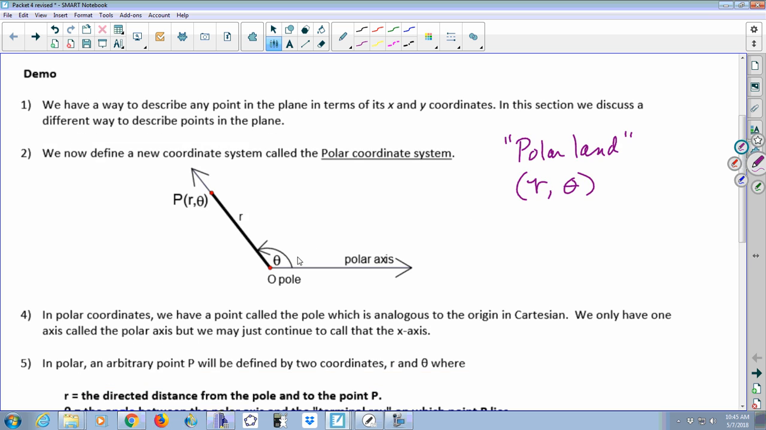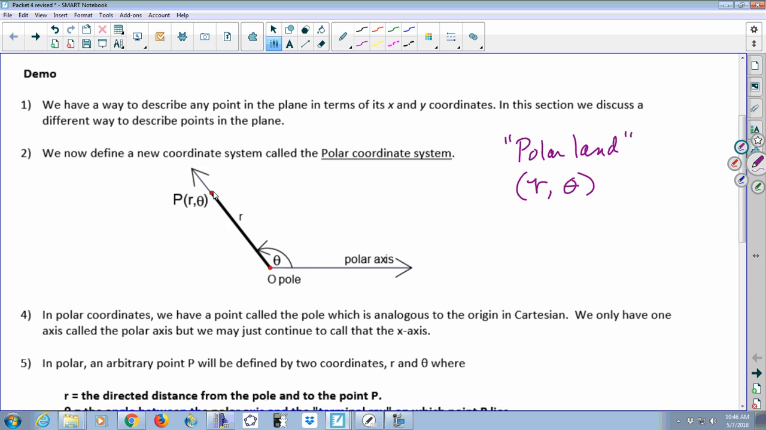What we have is what we call the polar axis. Right along here, it's this ray. This is like your initial side. This polar axis is equivalent to your positive x-axis. And the origin, which used to have the coordinates (0, 0), we can now just call 0. It's called the pole, P-O-L-E.